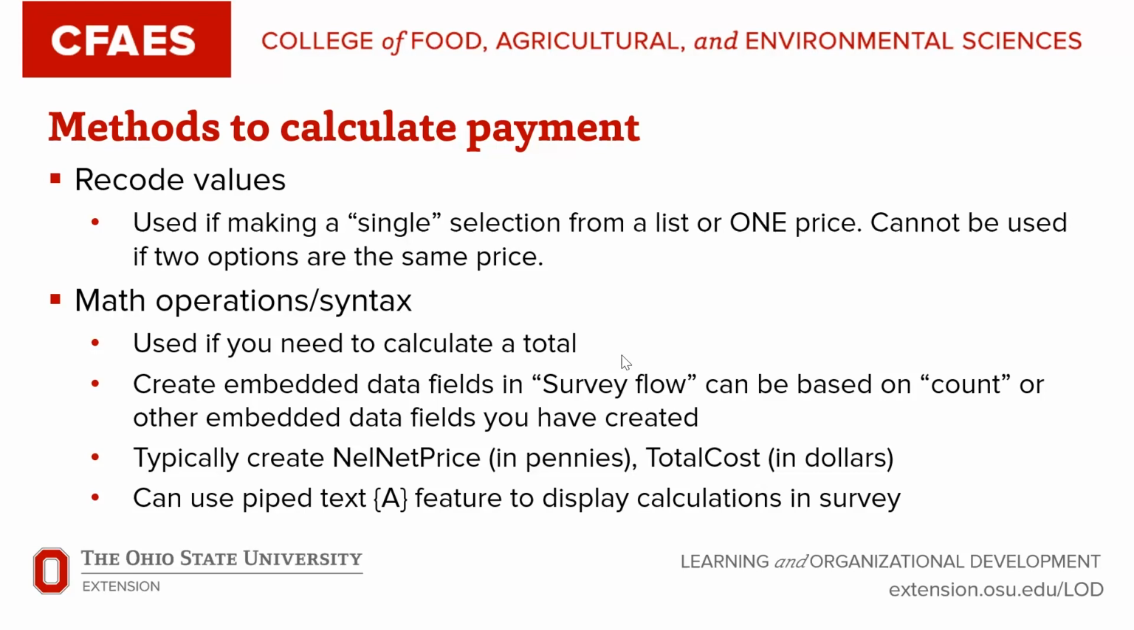So in here, we try to put them in both so that we can display, for example, if they want to pay by check, a total cost in dollars instead of freaking them out and telling them they're going to pay 5,000 pennies for a $50 workshop. And then you can also, that's what that last bullet point is, use that pipe text feature to display those calculations within the survey.